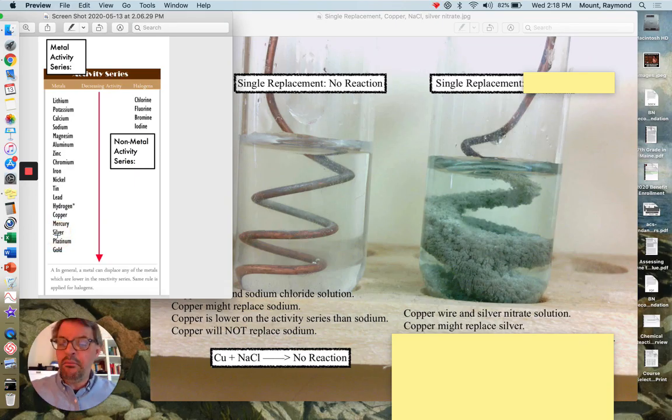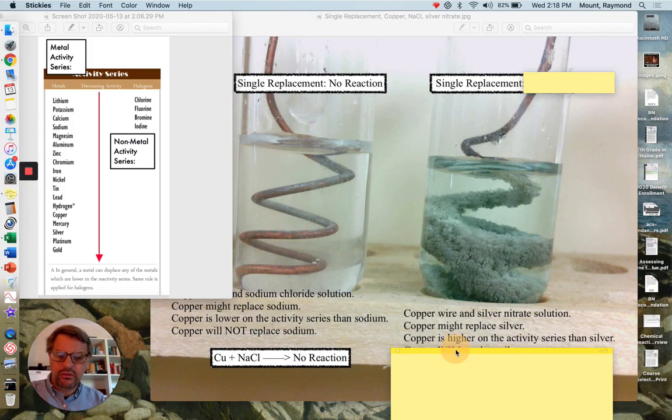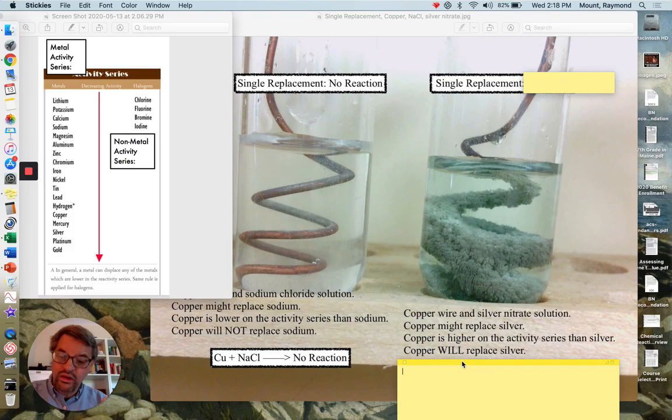The element by itself in the reactants is higher, meaning it's higher on the activity series, meaning it's more active than what it could replace. Copper is higher than silver. So what this means is, in the reaction, copper will replace the silver. And that's what you see here.